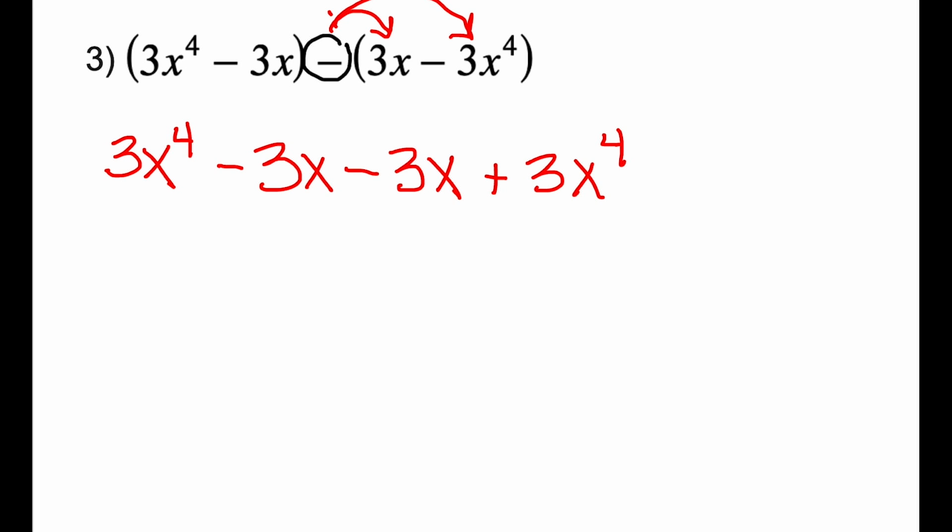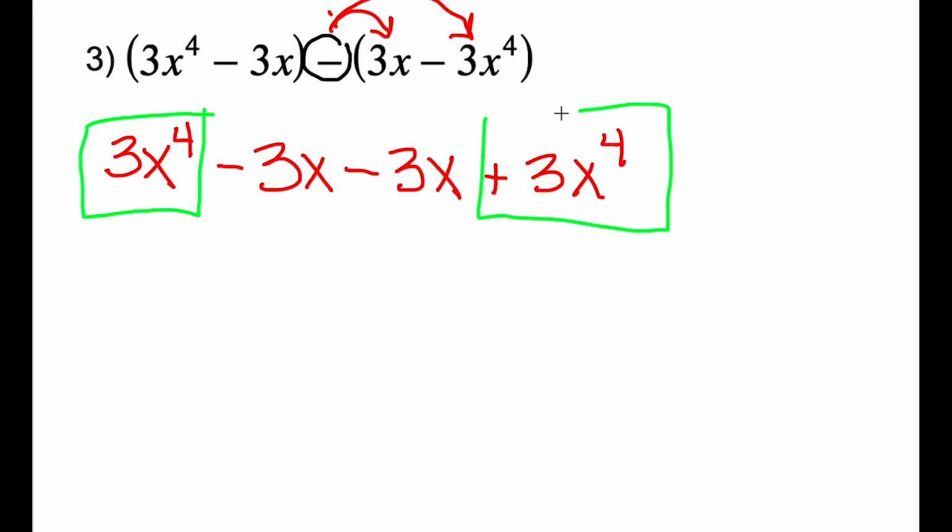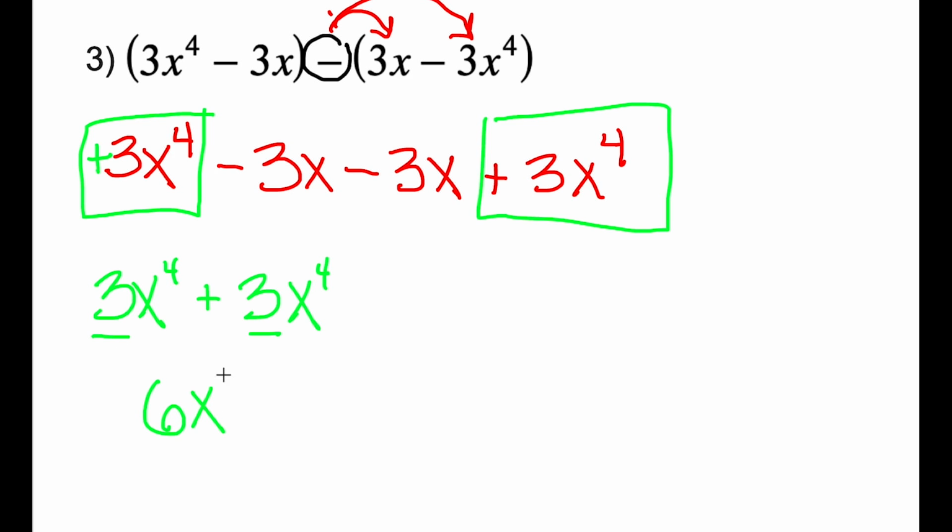Let's examine our like terms. Going from highest exponents, here is a 3x to the fourth and another 3x to the fourth, the coefficient in front being positive. 3x to the fourth plus 3x to the fourth becomes 6x to the fourth.